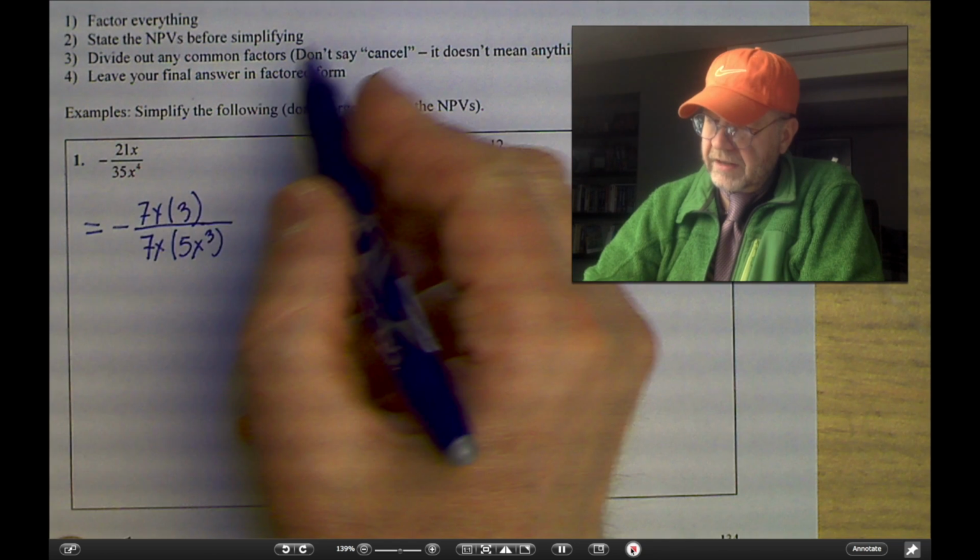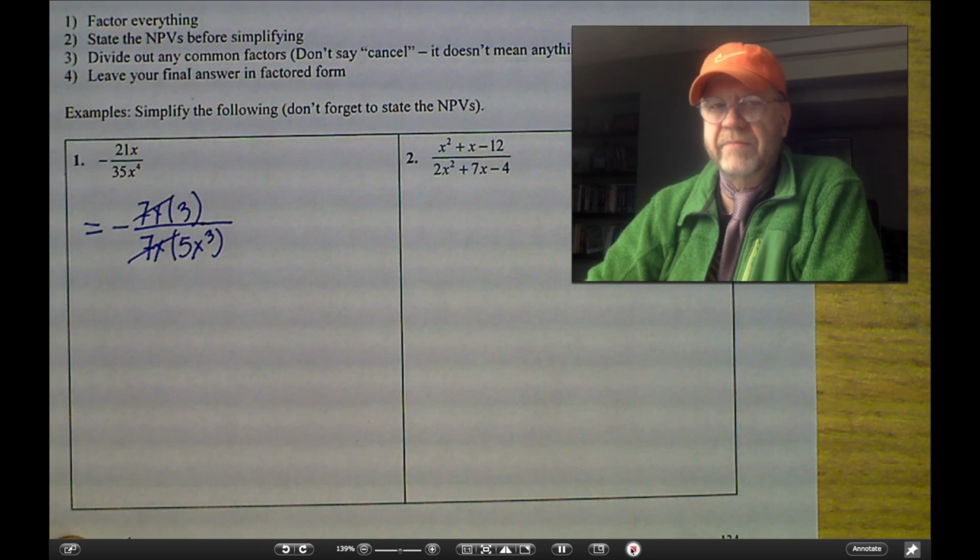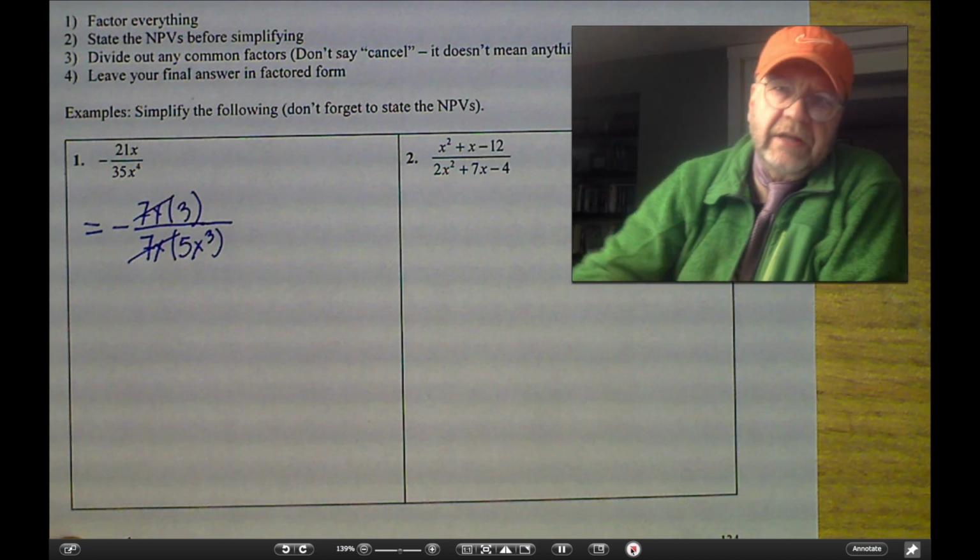Easy peasy lemon squeezy. The 7x's divide out. Or if you really want to tick off the mathematical gods, you'll say they canceled out. They're really dividing out.